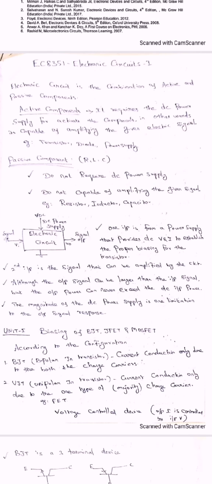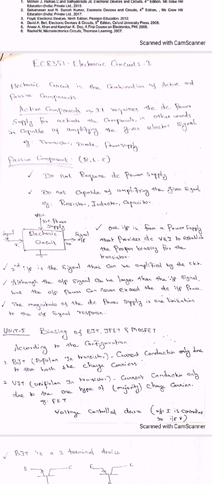So electronics is nothing but the movement of conduction in a vacuum tube, gas or semiconductor material. The motion of charge, that is the movement of electrons, is called electronics. An electronic circuit is nothing but the combination of active and passive components. So what is meant by active components and passive components?